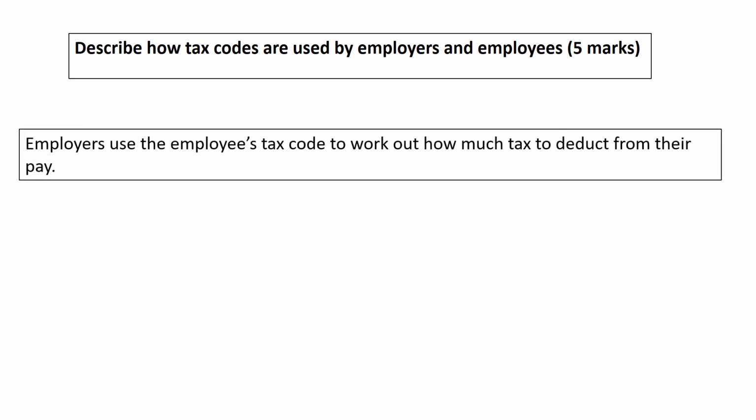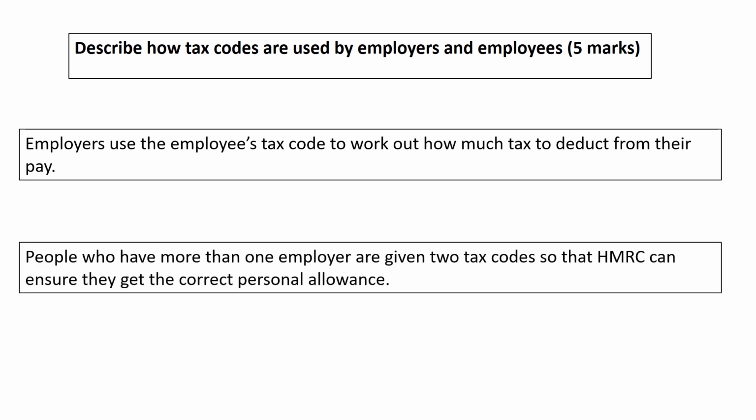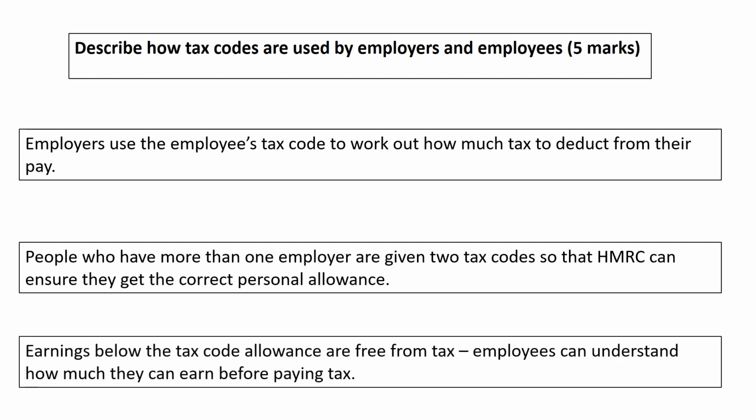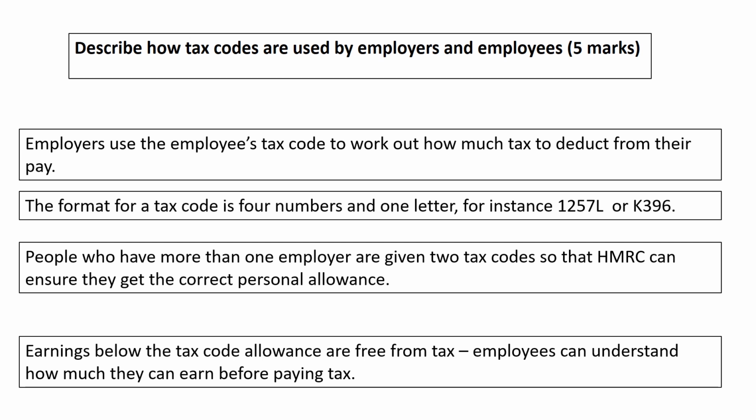Employers use the employee's tax code to work out how much tax to deduct from their pay. People who have more than one employer are given 2 tax codes so the HMRC can ensure they get the correct personal allowance. Earnings below the tax code allowance are free from tax. Employees can understand how much they can earn before paying tax. And you might also have included the format for a tax code is 4 numbers and 1 letter, for instance 1257L or K396.